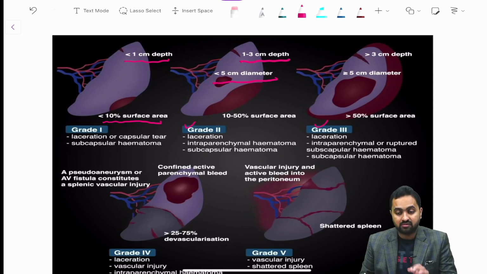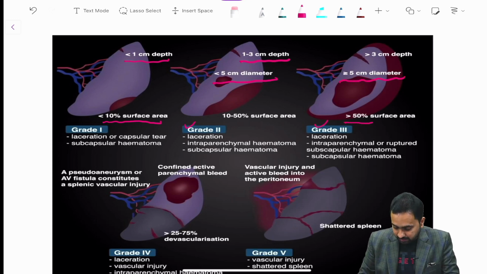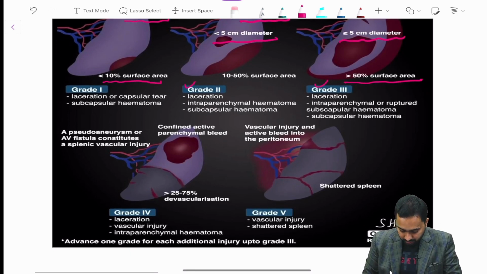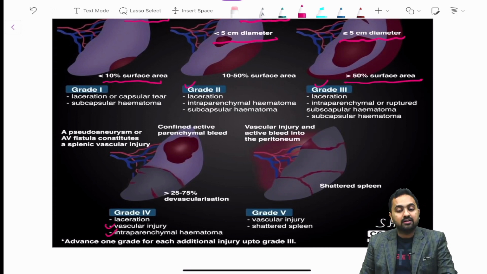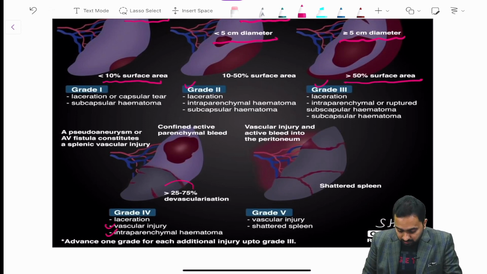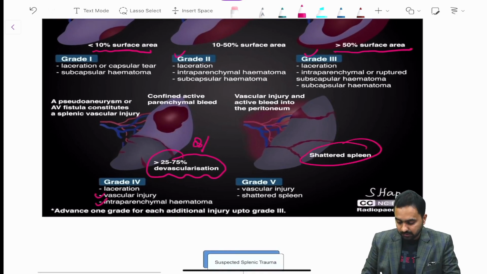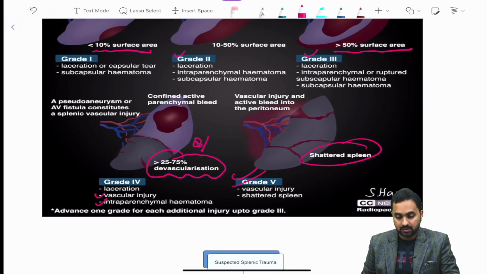Then you have your grade 3, which is your more than 3 centimeter depth, more than 5 centimeter diameter, and more than 50% surface area. You have your grade 4, which is your vascular injury and your intraparenchymal hematoma. Vascular injury is around 25 to 75% of devascularization, and in your grade 5 you have your shattered spleen, right.